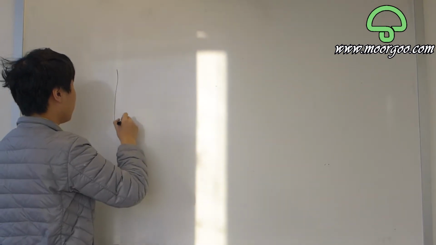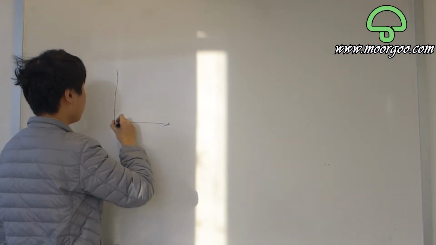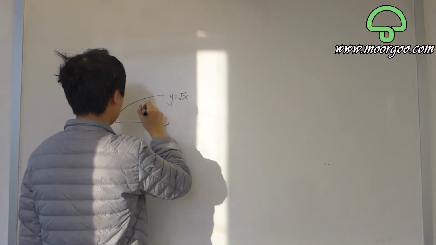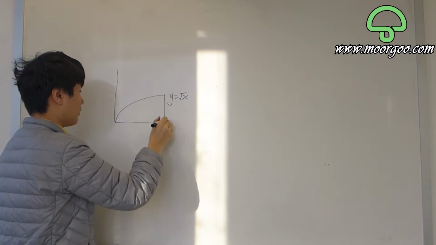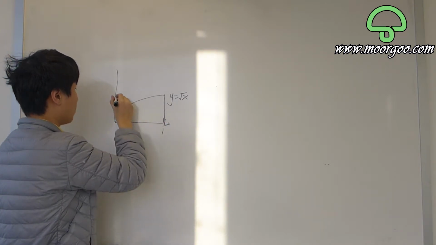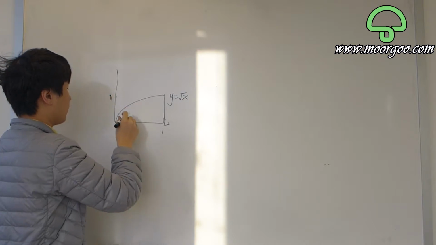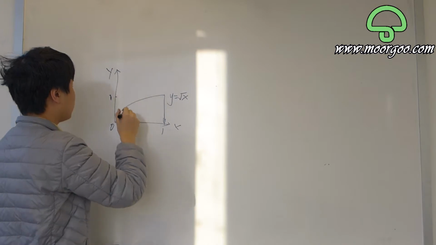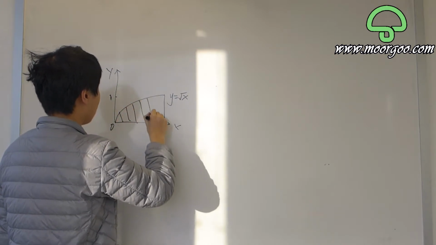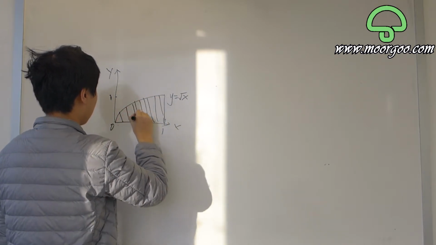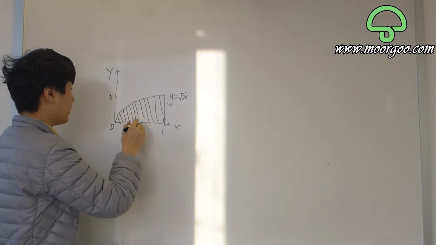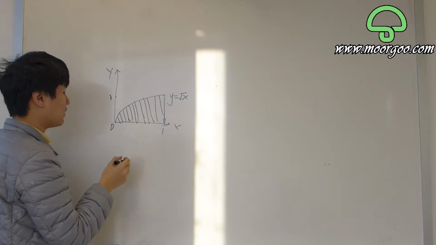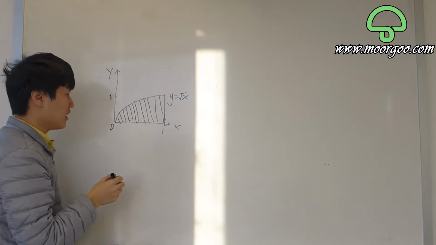Okay, let's move on to volumes. Let's begin with the easy one. From 0 to 1. How do we revolve this around the x-axis? How do we calculate the volume of the solid generated?